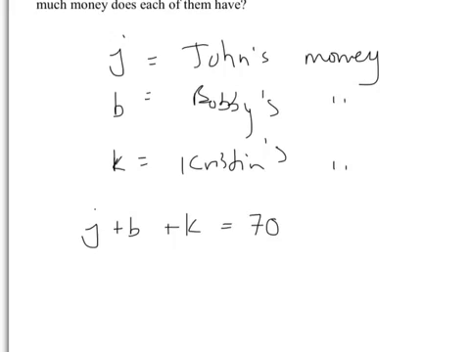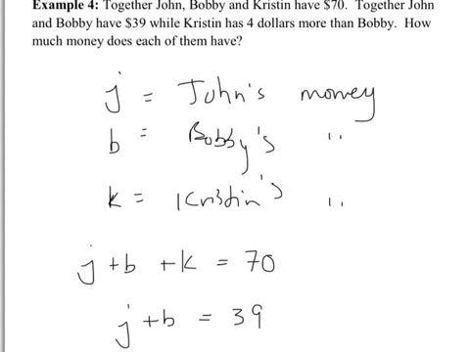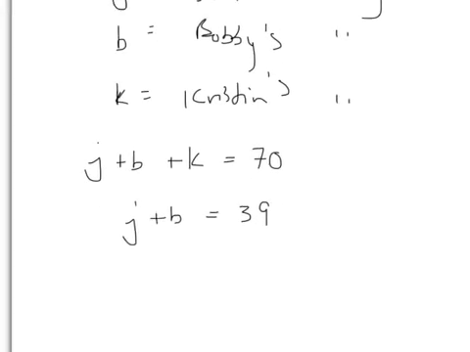Second, together John and Bobby have 39. So J plus B is 39. Doesn't this mean K equals 31? That's what we're going to get to right away. So hold off for 1 second there, Dave. You're absolutely right. The last part says Kristen has $4 more than Bobby.